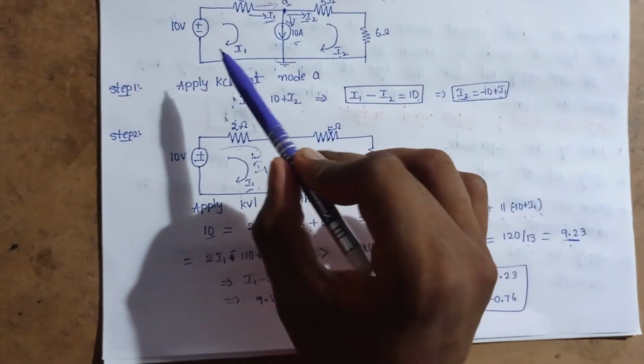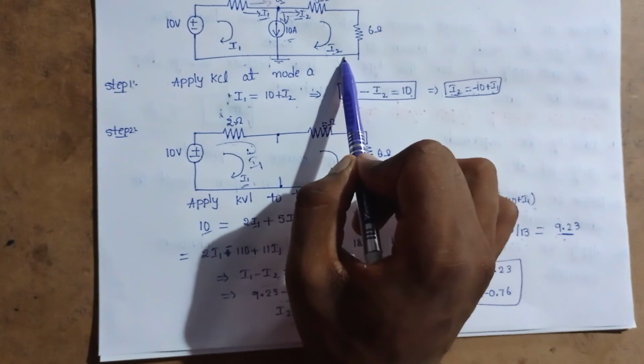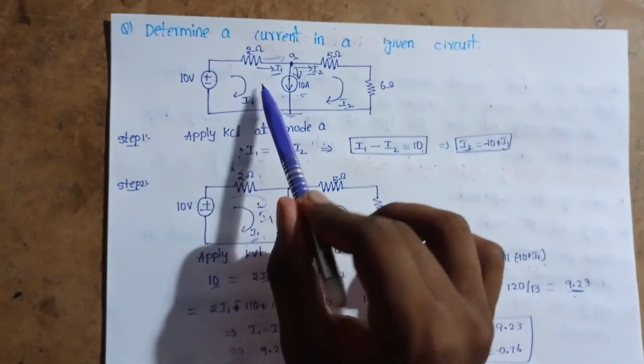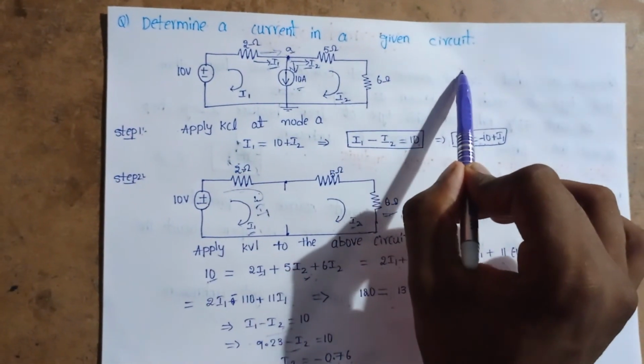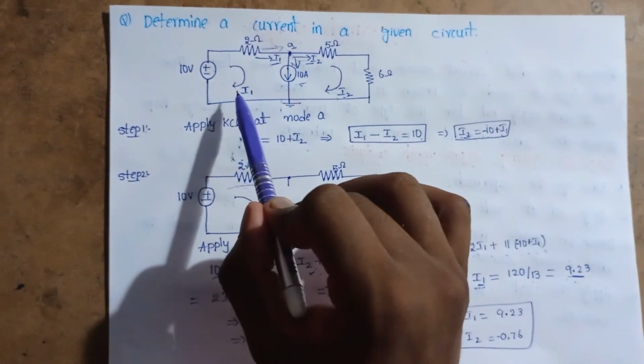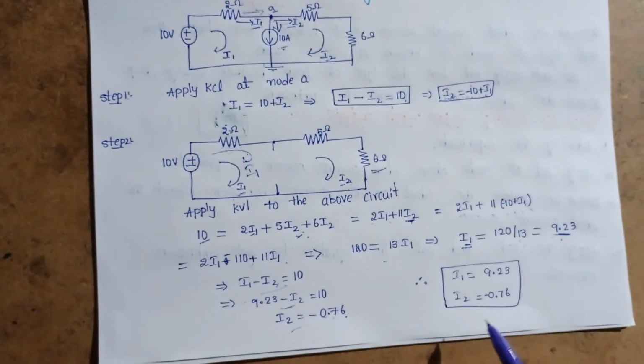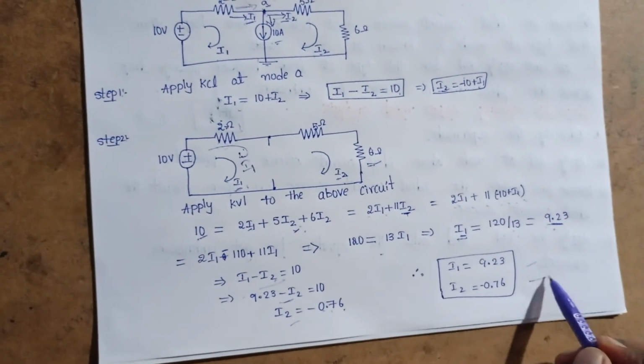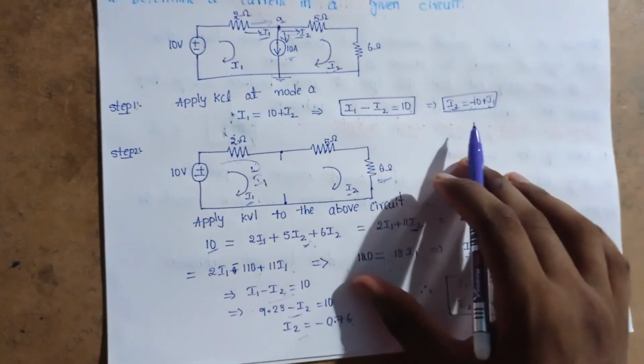In this circuit, observe that we only have I1 and I2. The question is to determine the currents in the circuit. We have already determined I1 and I2, and these are the answers. This is super mesh analysis.